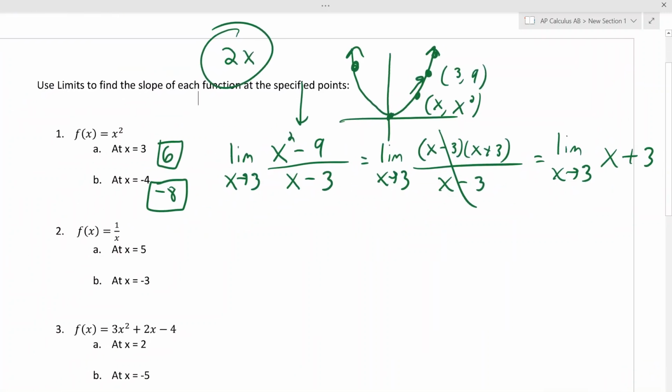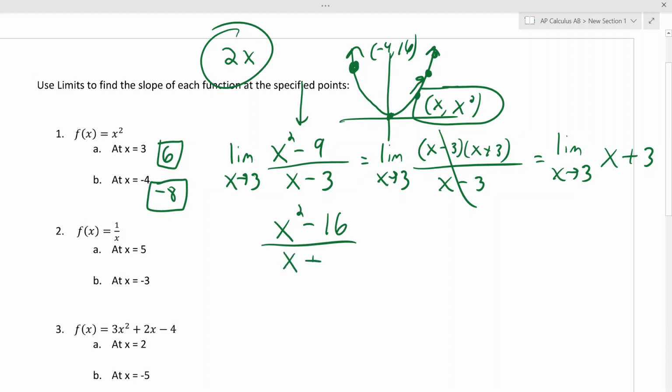All right. At x equals negative 4, we do the same thing. Except now instead of having our point here, we're going to have our point over here at negative 4 comma 16. Okay, let's say it's this point right here. But we want to find the slope between that and any other point on the curve, which is x comma x squared. So we do x squared minus 16 over x minus negative 4.